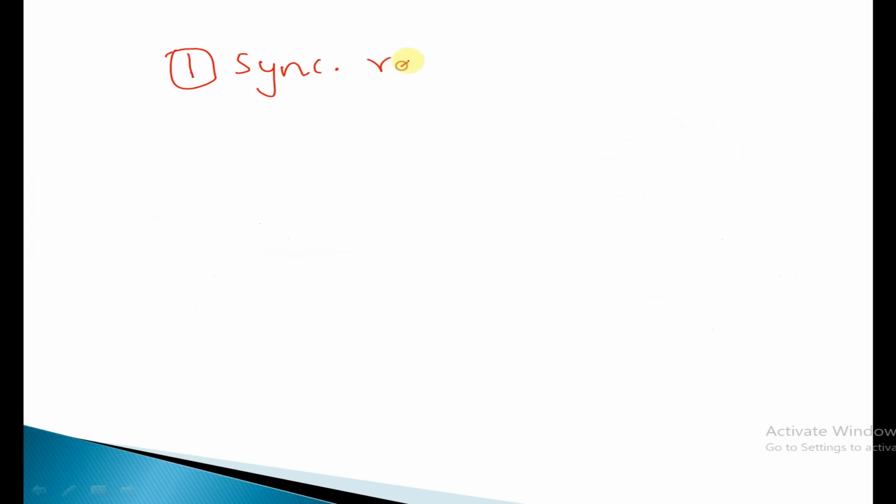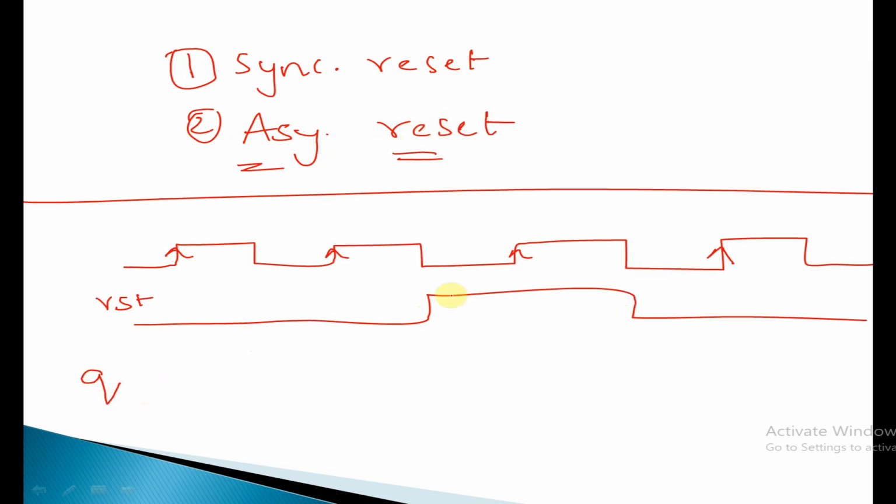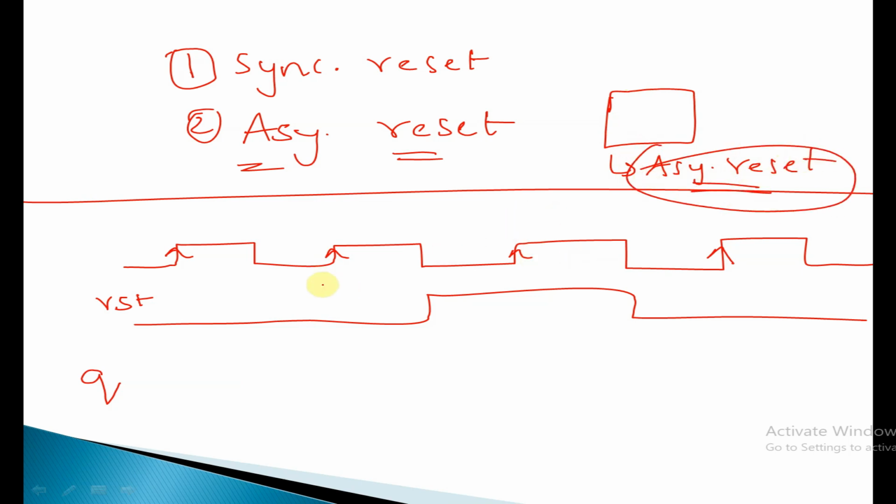Is it clear? Synchronous reset and asynchronous reset, I think we have discussed this in our previous session also, right? Now tell me, this design is working on the positive edge of the clock, and it has an asynchronous reset signal. What happens if I apply the reset signal at the negative edge of the clock? Will it affect my output or not?